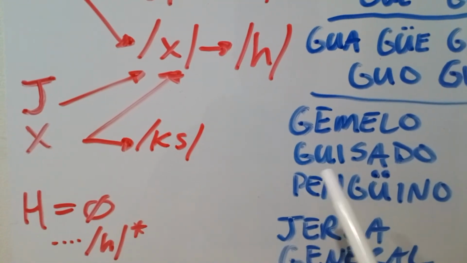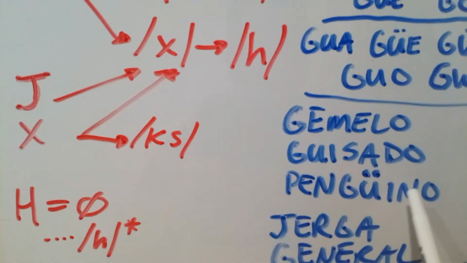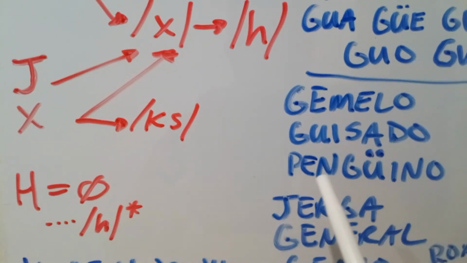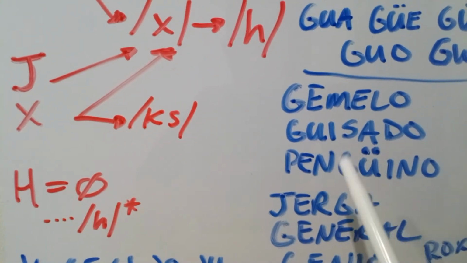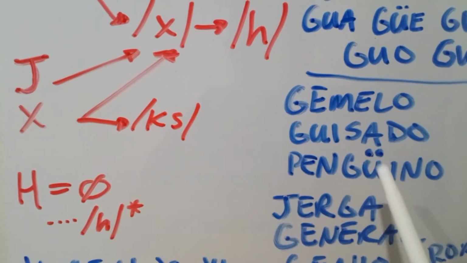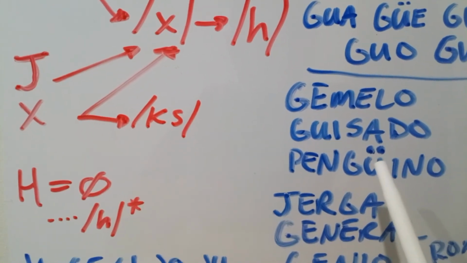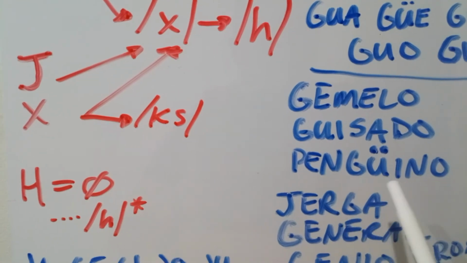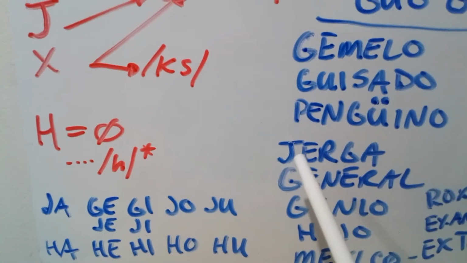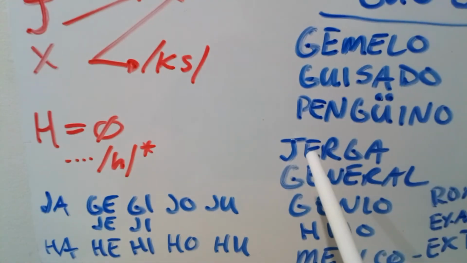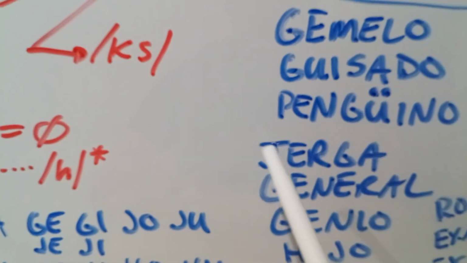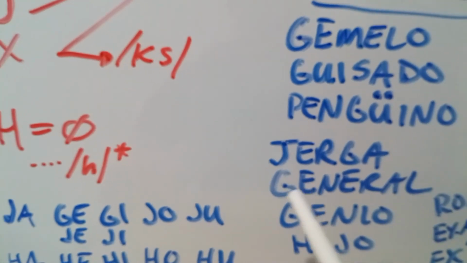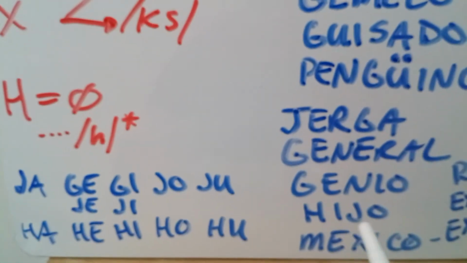The GUI, guisado, right? So we have guisado, penguino. This is one of those exceptions where the U has to be pronounced because I put the diaeresis up there, right? The umlaut accent, penguino. The J, again, in any situation, that J gets pronounced as an H, right? Jerga, jerga. General, genio, hijo, right?